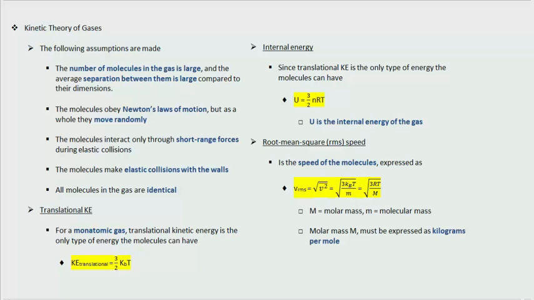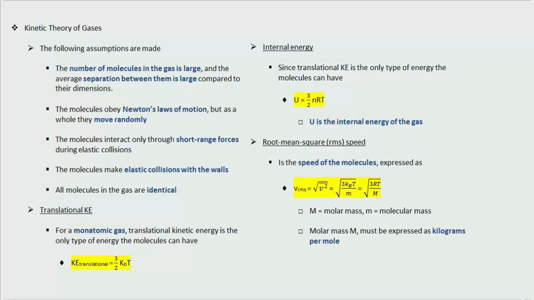The molecules obey Newton's laws of motion, but as a whole they move randomly. The molecules interact only through short-range forces during elastic collisions. The molecules make elastic collisions with the walls, and all molecules in the gas are identical.